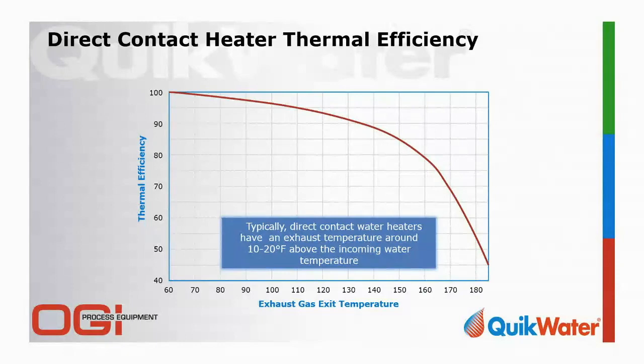Stack temperature is typically 10 to 20 degrees over the inlet water temperature. As the media fouls, the temperature difference between the inlet water and the temperature of the stack will grow, decreasing the efficiency. As an example here, if we have 70-degree water coming into the heater, we would expect somewhere around a 90-degree stack temperature. And then if you correlate that to the curve, you're looking at approximately 97% efficiency.